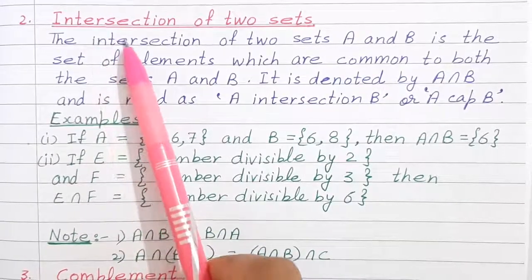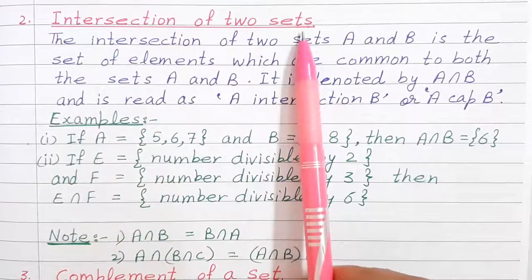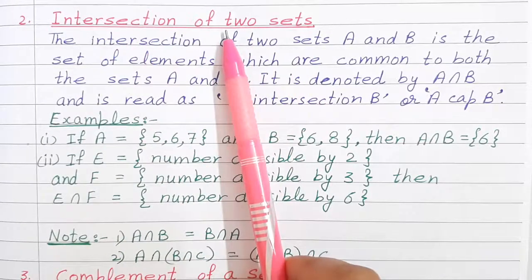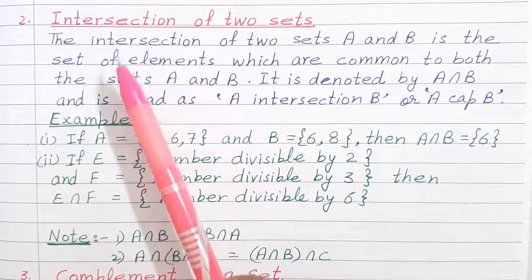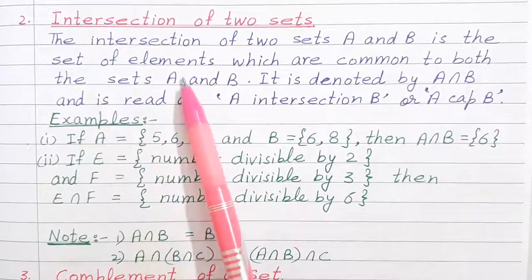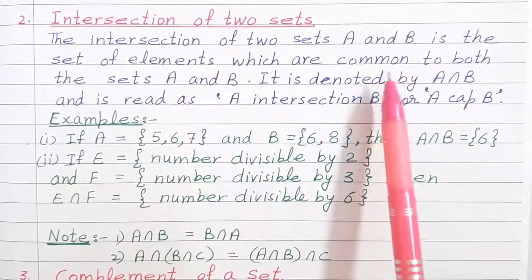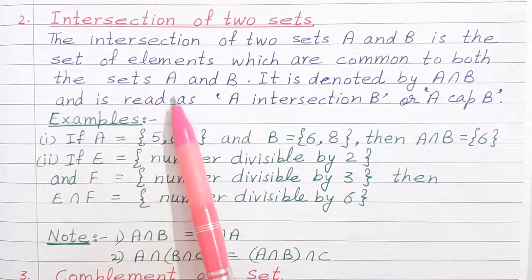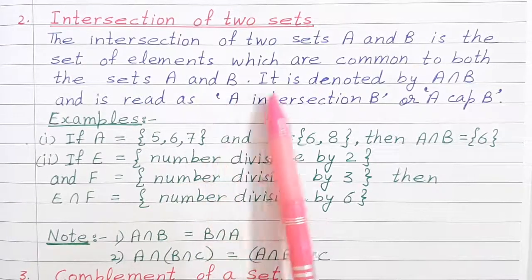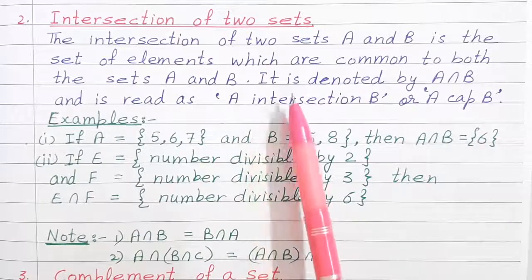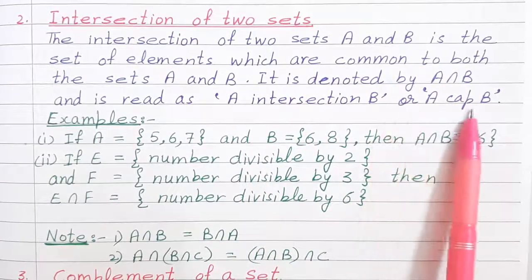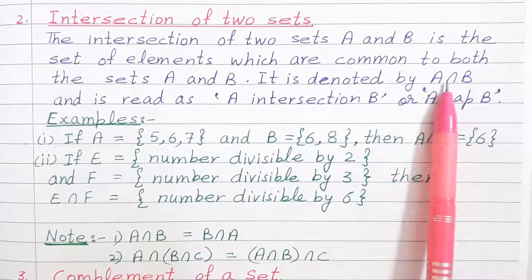Now children, the second is the intersection of two sets. Intersection of two sets means the elements which are common, right? The intersection of two sets A and B is the set of elements which are common to both the sets A and B. Or we can have more sets also. We can have A, B, C, D like that, right? It is denoted by A ∩ B or A cap B, right?